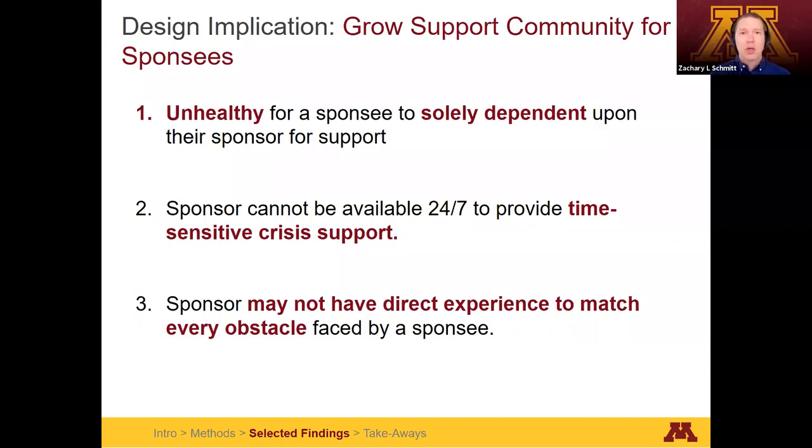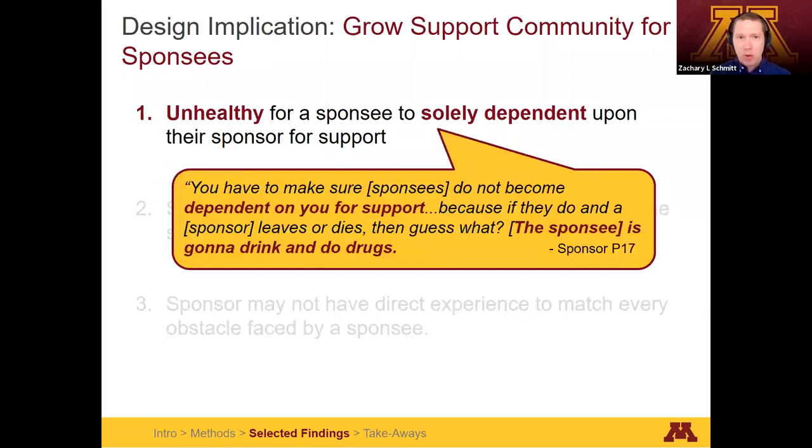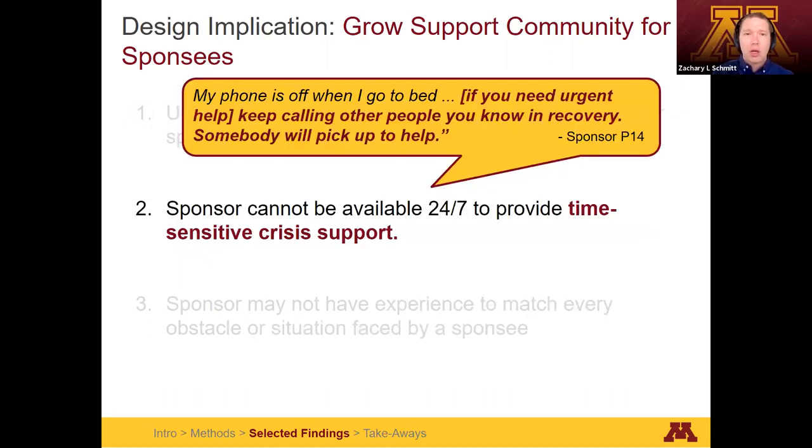So in our interviews, we found that sponsees have unpredictable and complicated needs that cannot be fully supported by just a single sponsor. We found that complete dependence on a sole sponsor is unhealthy, stressful, time-consuming, and ultimately unsustainable for both parties. Furthermore, a peer support network serves as a vital backup for sponsees when they need urgent, time-sensitive support, and especially when their sponsor is unavailable or can't be reached on the phone.